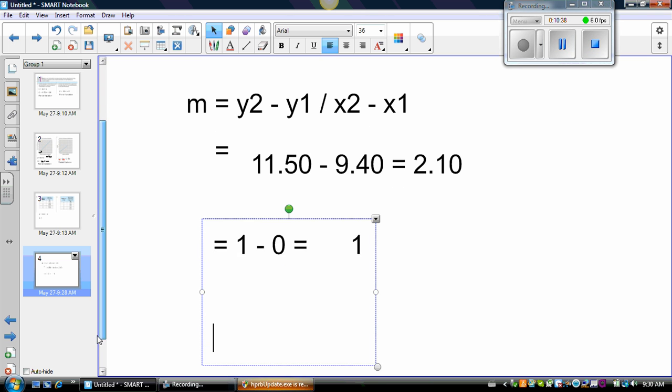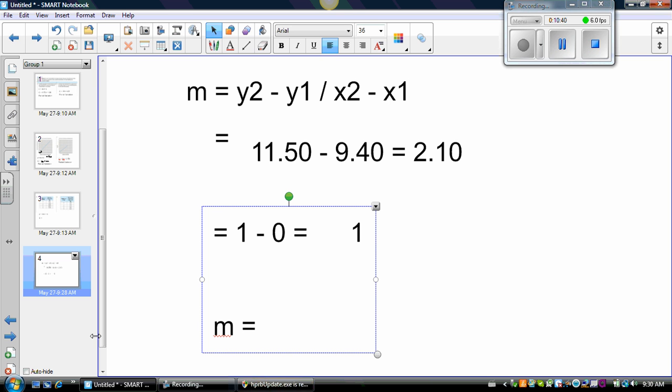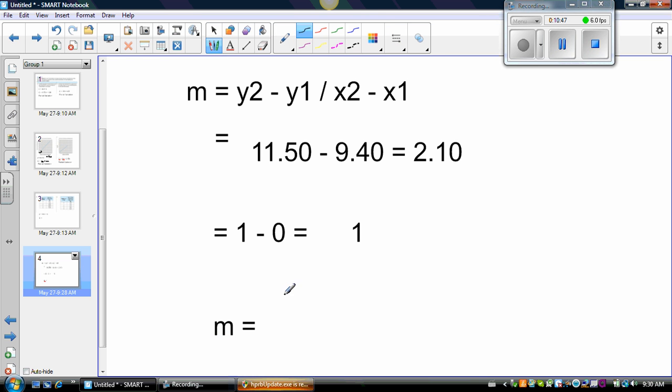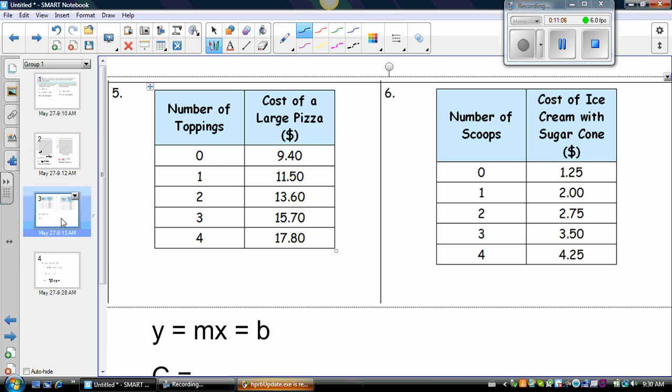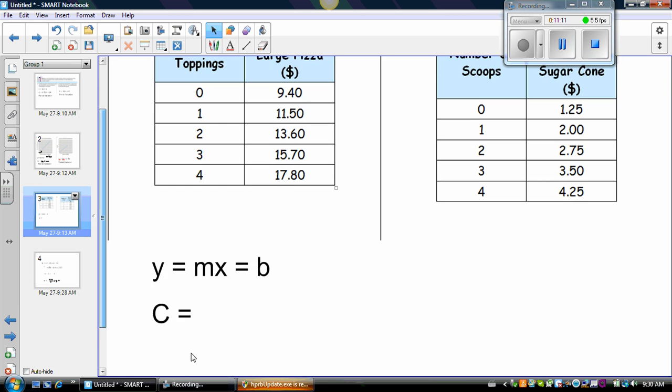So my slope here is going to be equal to m equals my rise, which is y2 minus y1, which I worked out to be 2.10, divided by my run, x2 minus x1, which is 1 minus 0, which is 1. So my slope, or my rate of change in this case, is 2.10. Okay? So let's go back to where I started writing my equation.